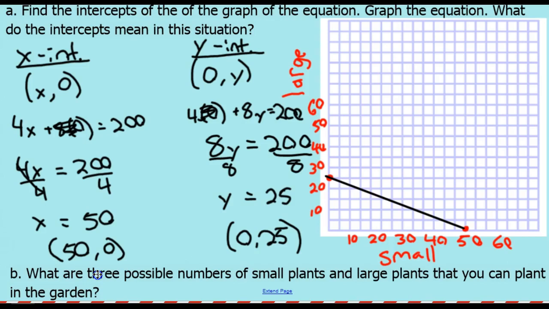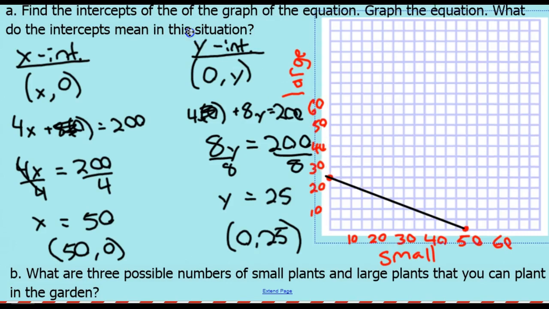So now it says, what are three possible, well, but let's first look at this second part. What do the intercepts mean in this situation? Well, at this intercept, it means we have 0 small plants and 25 large plants. So 25, I'll put LP for large plants. Here at this one, we have 50 small plants and no large plants.